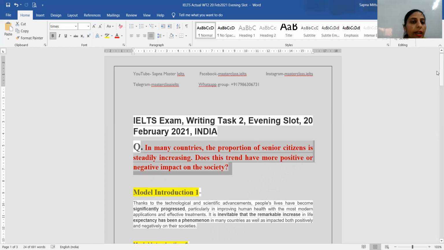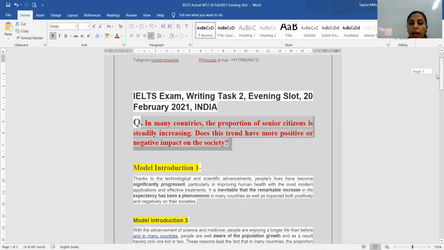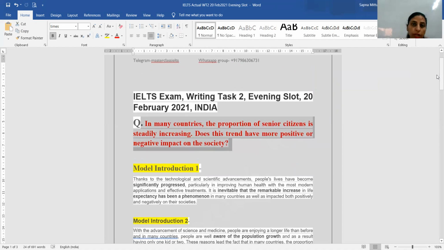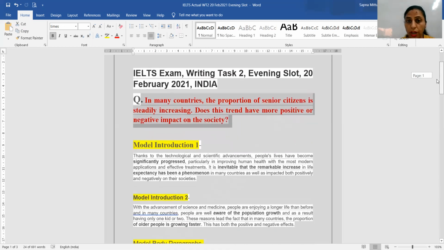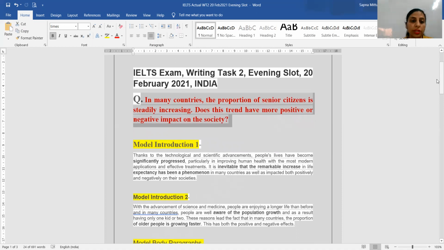So let's move ahead. When we are going to write about the intro part, what we need to do is find out the paraphrasing, how to do the paraphrasing. So I have given two model introductions, the sample answers of it. The first one is, thanks to the technological and scientific advancement. When students write like undoubtedly or undeniably it is, or nowadays, that is very repetitive and it is a memorized answer.